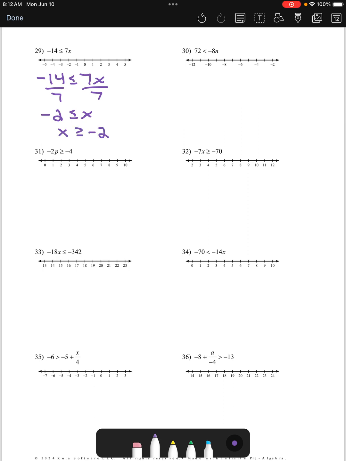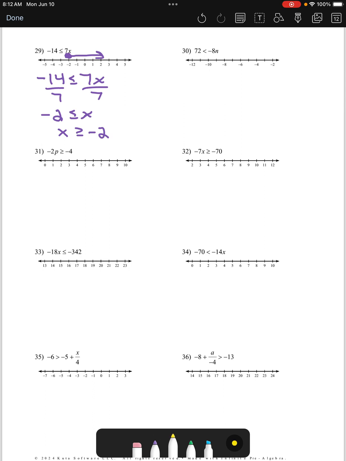We will divide both sides by 7 to get -2 is less than or equal to x. And as far as graphing goes, we're going to flip the whole thing around so that our variable's first. X is greater than or equal to -2. So we're going to put a circle at -2, fill it in, and put an arrow to the right. Nothing at all new there.